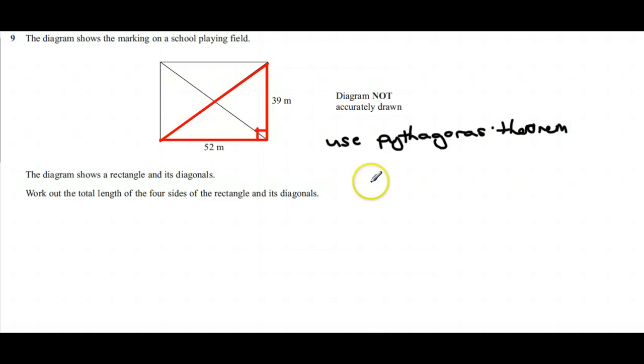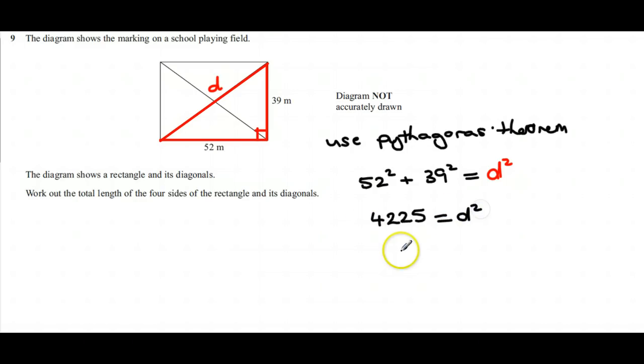So that tells us the two shorter sides squared added together will give us the longer side squared. So for the moment, if I just call the diagonal d, that would give us d squared. So if you do 52 squared plus 39 squared, you have to trust me, you end up with 4,225, and that's the diagonal squared.